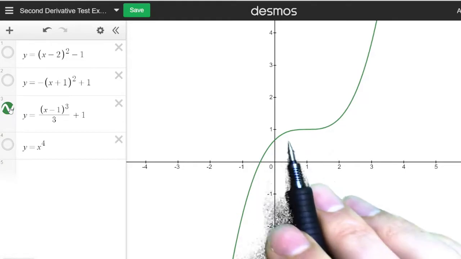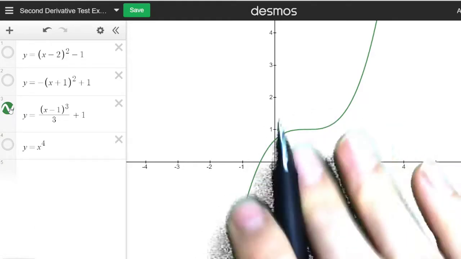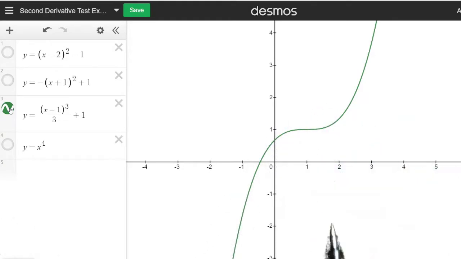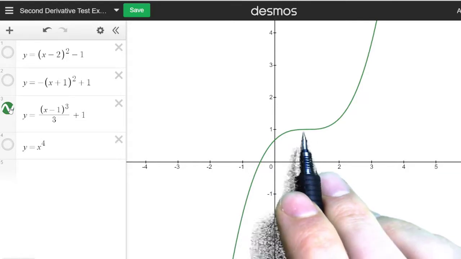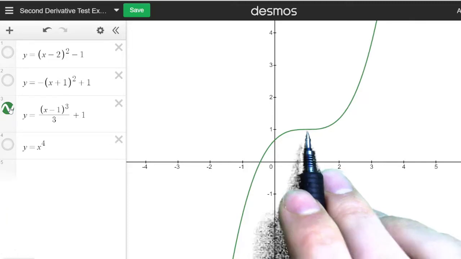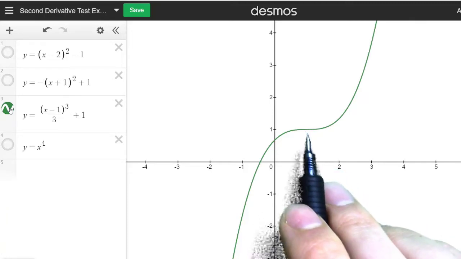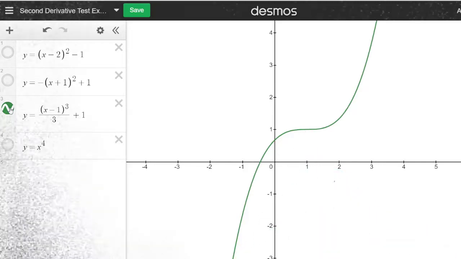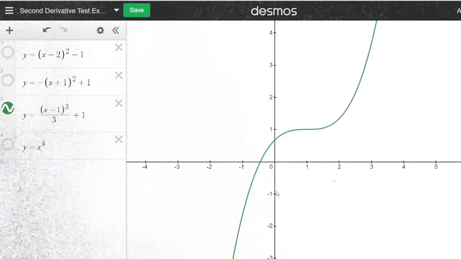So concavity is integral to this process that we're using here. Not only do we need to investigate where the derivative is 0, but we also need to check to see if the concavity is positive or negative to confirm that there's a minimum or a maximum there.